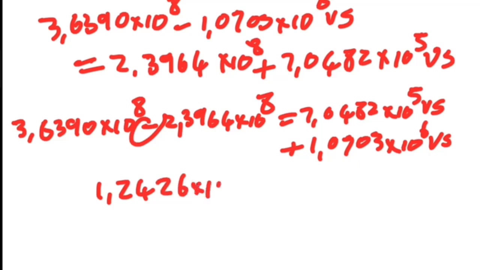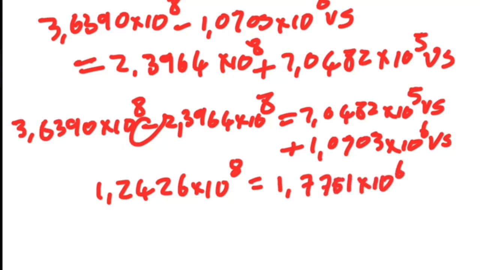1.2426 times 10 to the power 8 being equal to 7.0482 times 10 to the power 5 plus 1.0703 times 10 to the power 6. This is 1.7751 times 10 to the power 6 Vs. So I need to divide both sides by the coefficient of Vs.